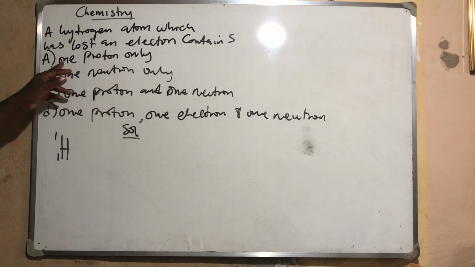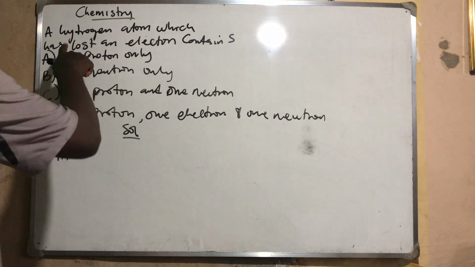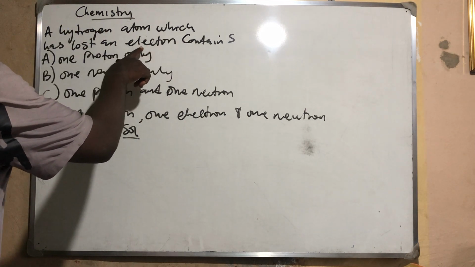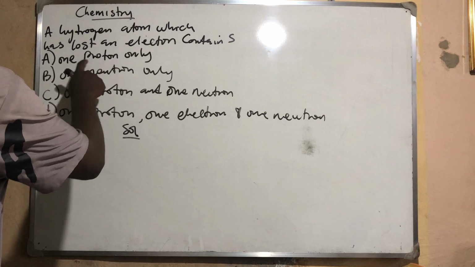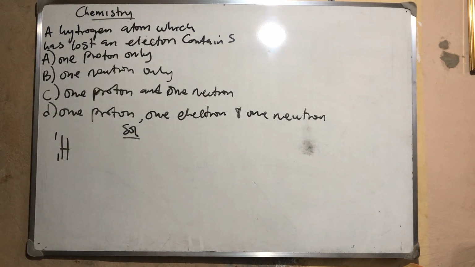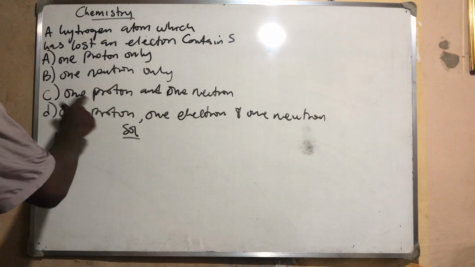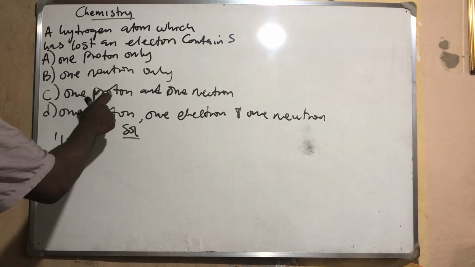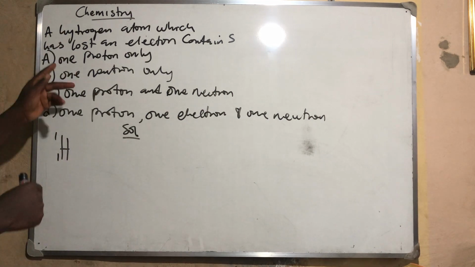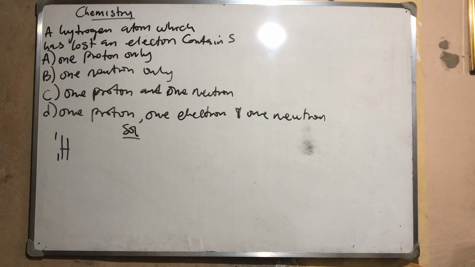Let's check. 1 proton only. No, once he has lost one neutron, 1 electron, it means he has already lost 1 proton. Okay, so since he has lost already 1 proton, this one is not correct. 1 proton again, this one is not correct. In fact, the only correct one is what? Is B.